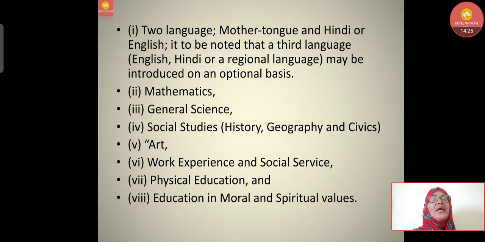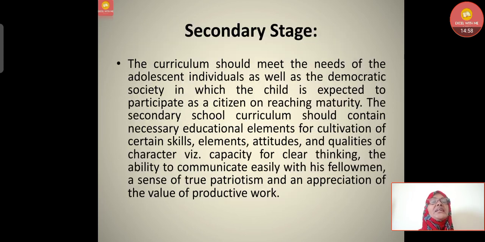First one, 2 languages, that is mother tongue and Hindi or English. It should be noted that a third language, English, Hindi or a regional language, may be introduced on the optional basis here. Then mathematics is compulsory, then general science, and in social studies, history, geography and civics. Civics, that is political science and economics together, will be given, not separately. Then art, then work experience and social service, then physical education, and education in moral and spiritual values should also be there at this stage.